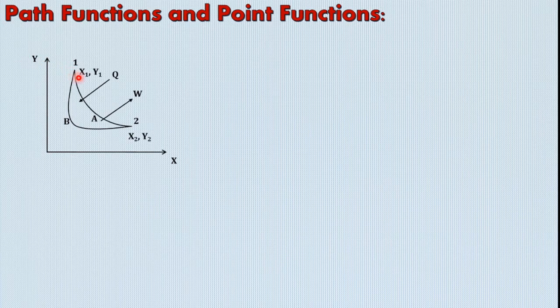Now the system is in the first initial state, and slowly it will move from state 1 to state 2, and it will reach the final state 2. When the system is in the initial state, its properties are defined as x1 y1, and when the system reaches the final state, that is at 2, its properties are defined by x2 y2.